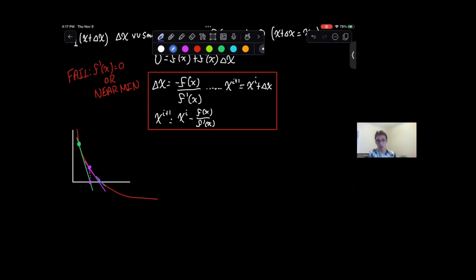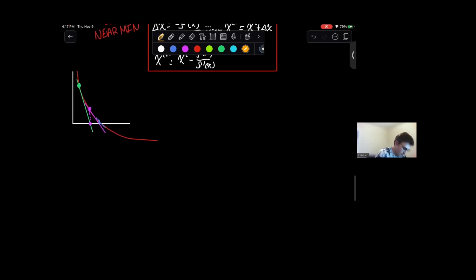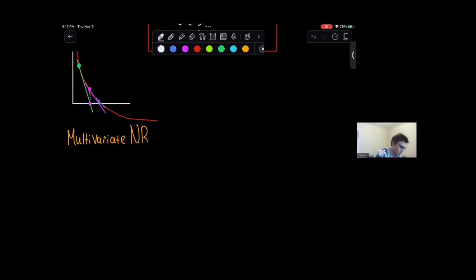All right, now let's move on to multivariate Newton-Raphson, which isn't that much different, okay? So multivariate Newton-Raphson. If we were to draw a first order Taylor series for this F1, which has, let's say, X1, X2, X3, 3 variables.